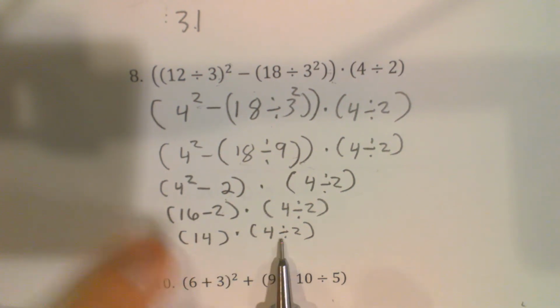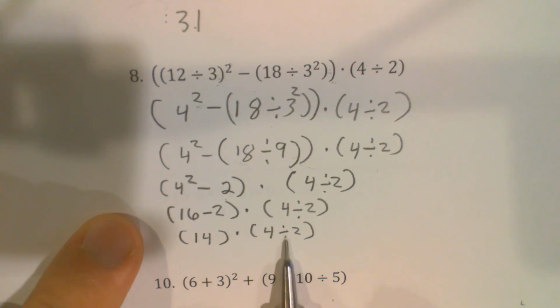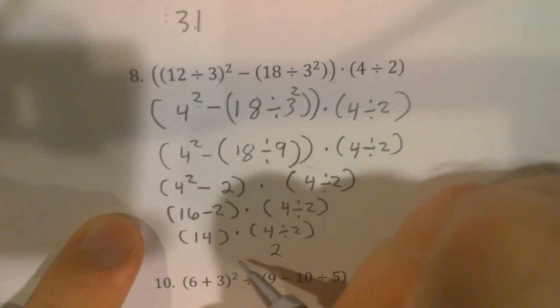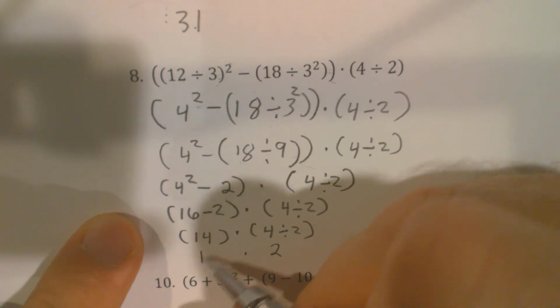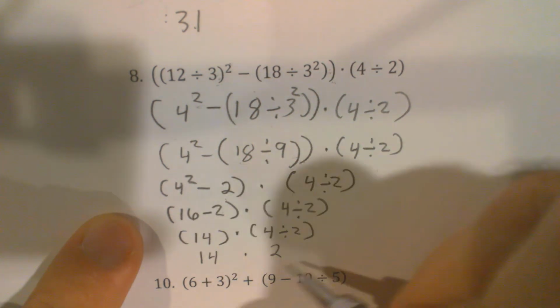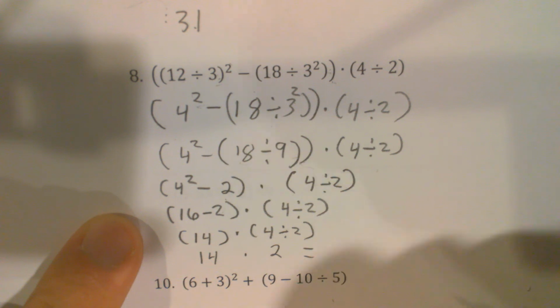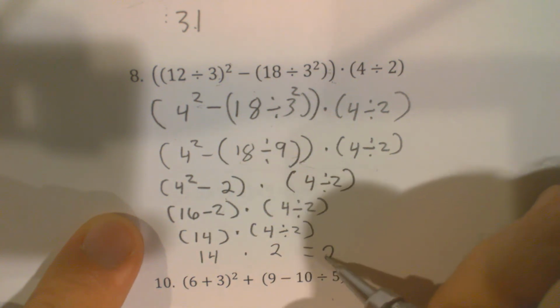So now we're going to go to this next parenthesis. 4 divided by 2 is 2. Carry down the 14. Finally, we have 14 times 2, which is 28.